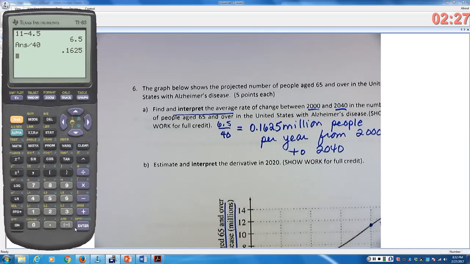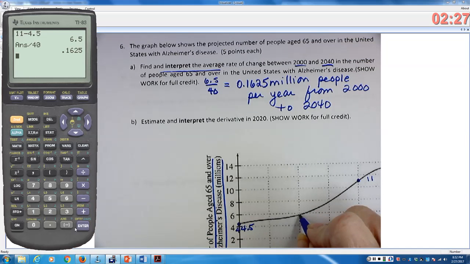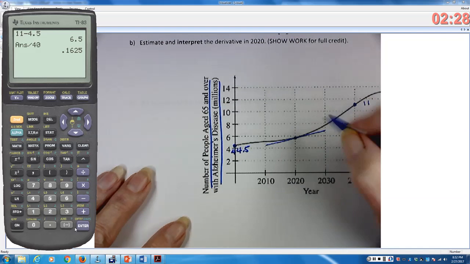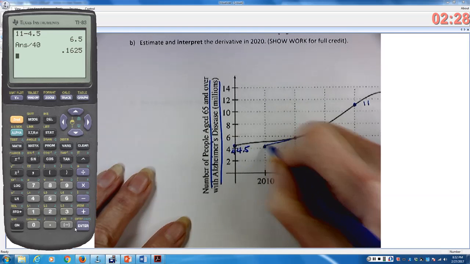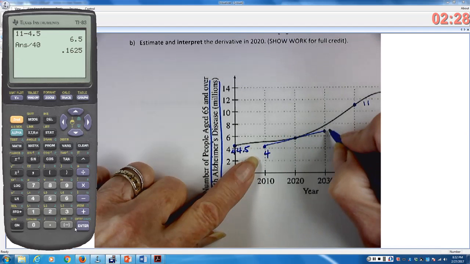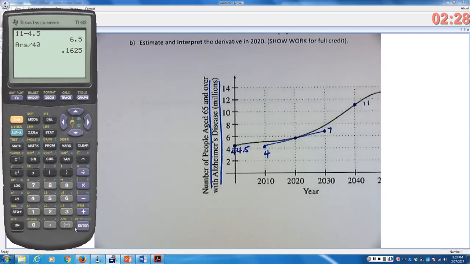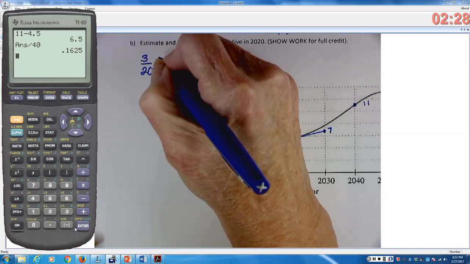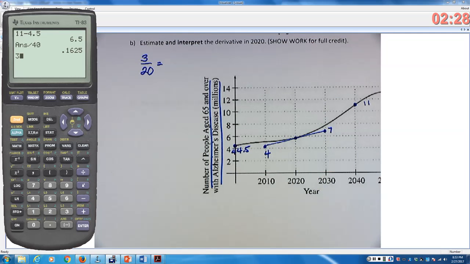None of this is any good if you can't apply it to anything. This one, I asked you about the instantaneous rate of change in 2020. And all you have to do to get an instantaneous rate of change is to sketch a short tangent line and use the closest points that you can estimate off of on the graph. This one is about 4, and this one is about 7. Again, I took anything that anybody thought was reasonable that did it that way. And 2030 minus 2010, that's 20 years. You have 7 minus 4, which is 3, so 3 over 20, or about 0.15.